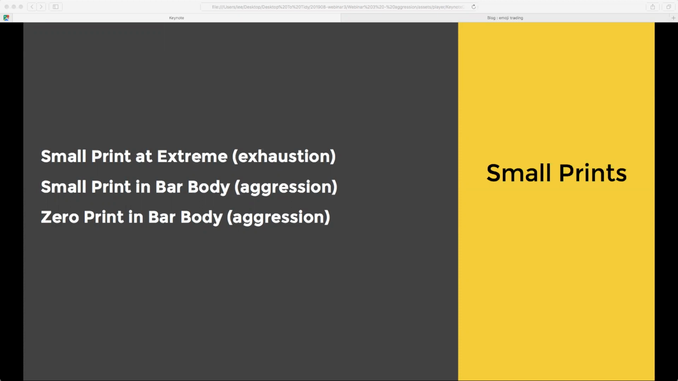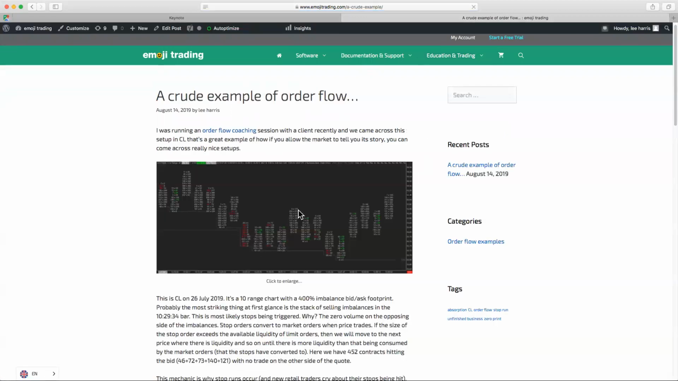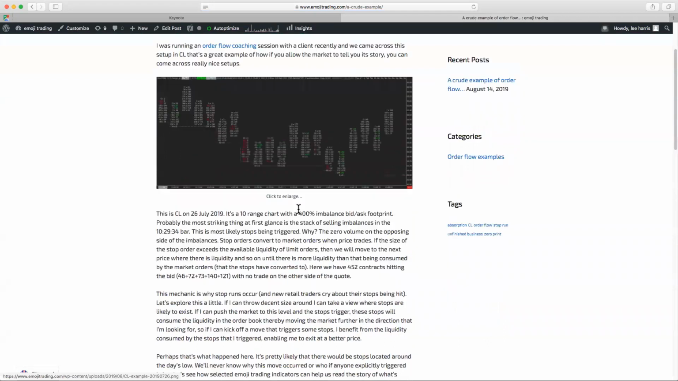So the small print indicator allows us to identify aggression as a result of a lack of volume. Now, I put up a blog post on our website earlier this week that came about from an example in CL that I stumbled across a few weeks ago in a coaching session. I'd recommend you go to our blog and have a read of this, because it was a really great example of small prints and stop runs.